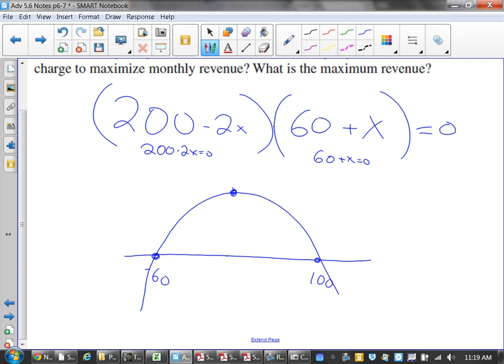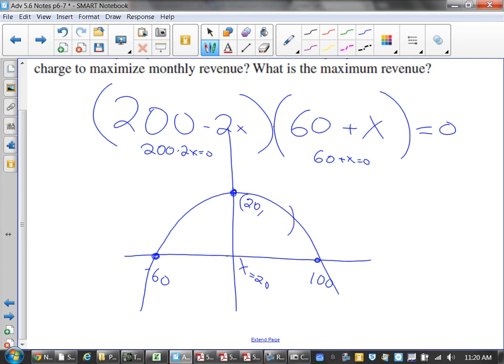Now, knowing that you have zeros with these terms, what happens halfway between? The axis of symmetry. Do you agree? Now, this is a very easy thing to figure out. What's negative 60 plus 100? 40. What's half of it? 20. The axis of symmetry is at x equals 20. That's the x coordinate for your maximum value. Okay? That's your x coordinate here.